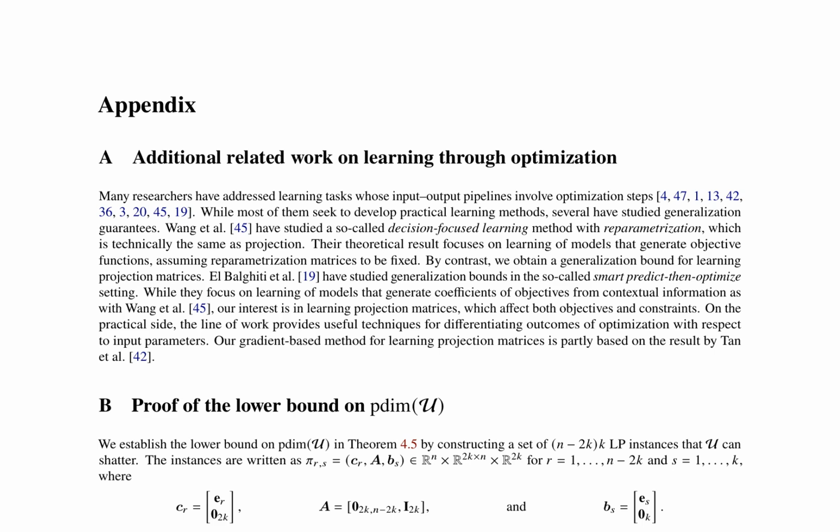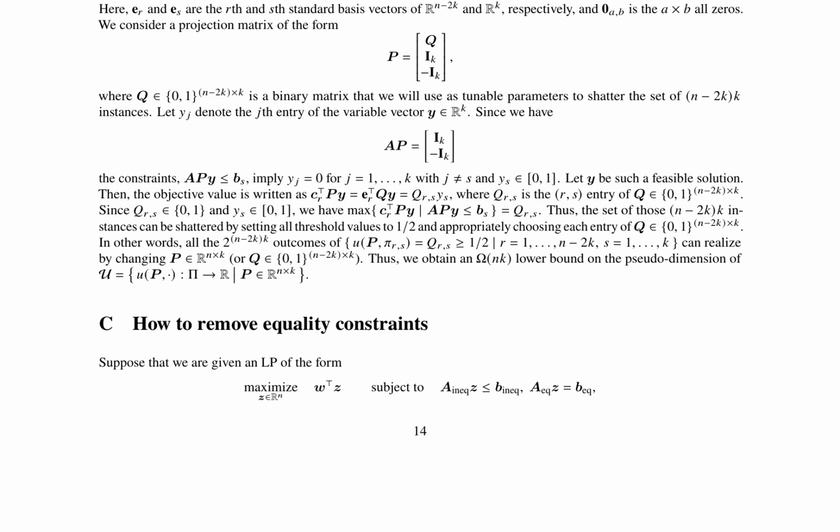The research discusses related work on learning through optimization, focusing on the lower bound of the pseudo-dimension, PDIM, of a set U. It begins by reviewing studies involving optimization steps in learning tasks, including decision-focused methods, smart predict-then-optimize settings, and techniques for differentiating optimization outcomes. The authors then present a proof for the lower bound on PDIM(U) by constructing a set of LP instances that U can shatter. These instances are defined by specific vectors and matrices, leading to an Omega(nk) lower bound on the pseudo-dimension of U.